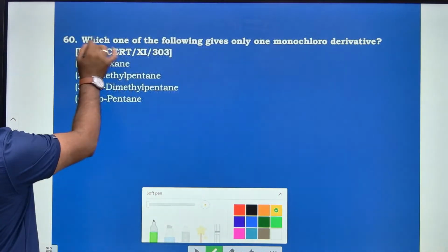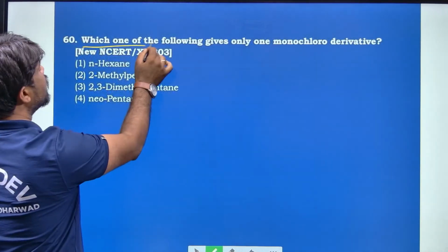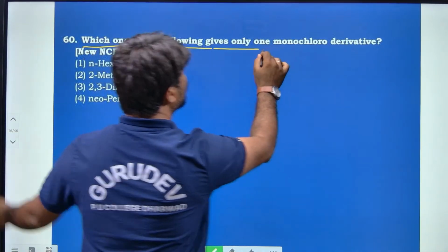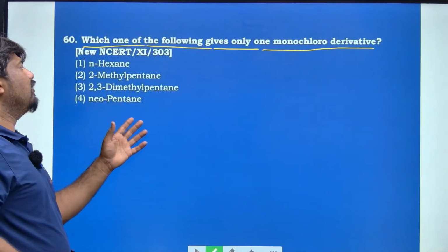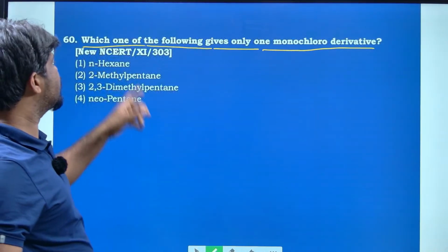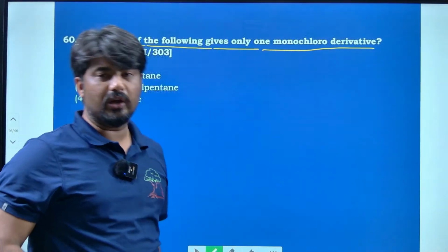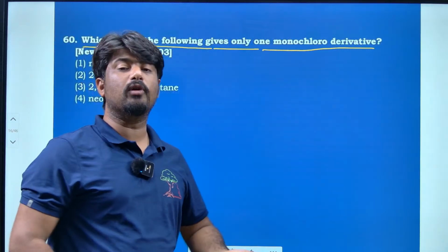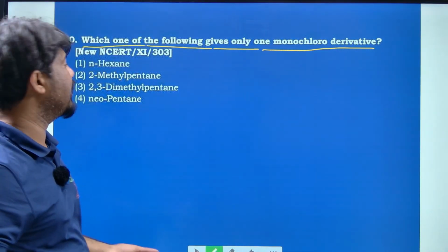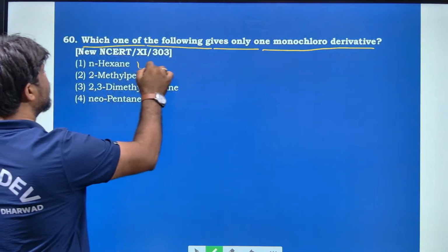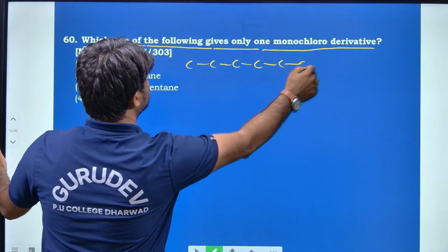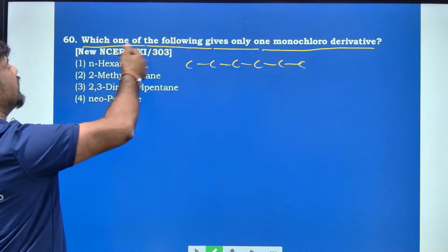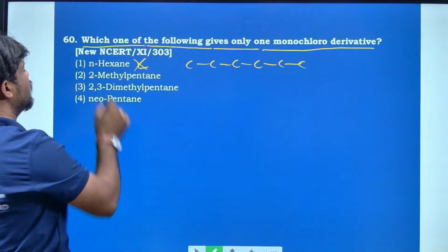Dear all, which one of the following gives only one monochloro derivative? Among these, which molecule, when it undergoes chlorination, gives only monochlorination, meaning only one chlorination takes place? N-hexane has 6 carbon atoms linked together in a long chain. Here it can never be a single monochlorination.